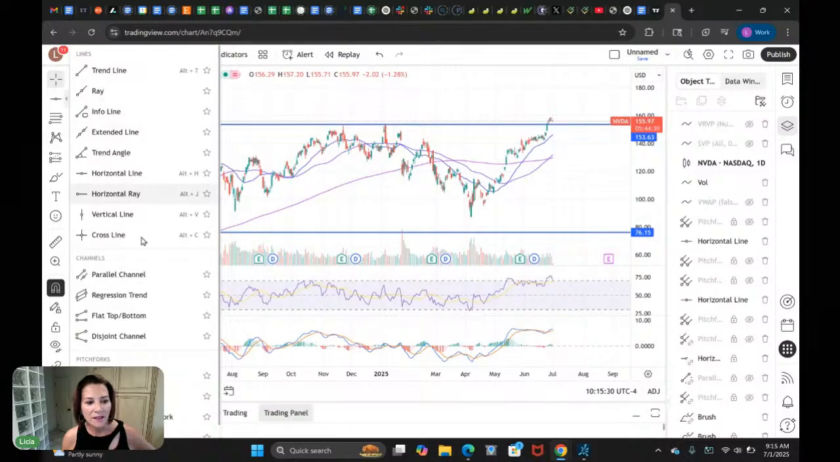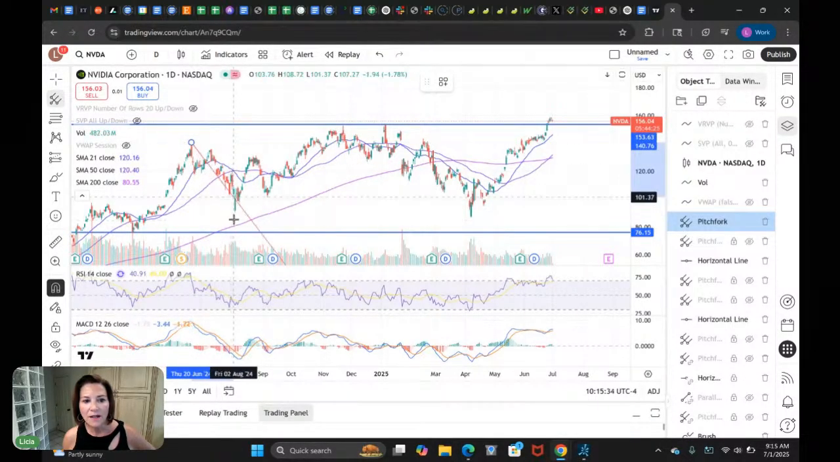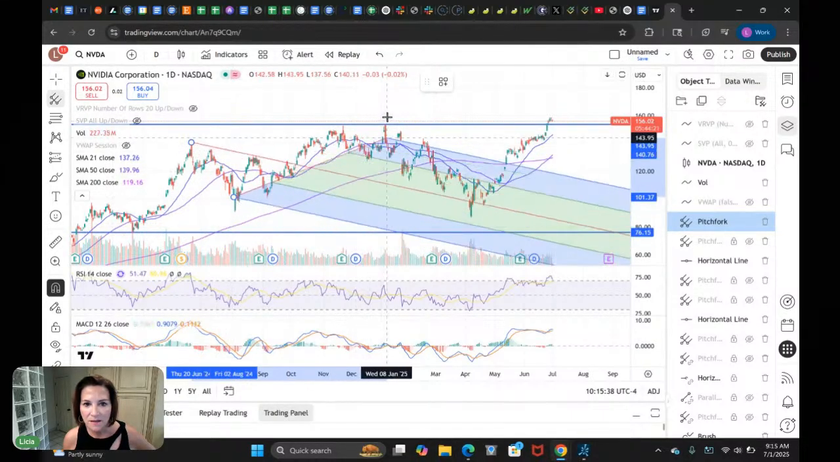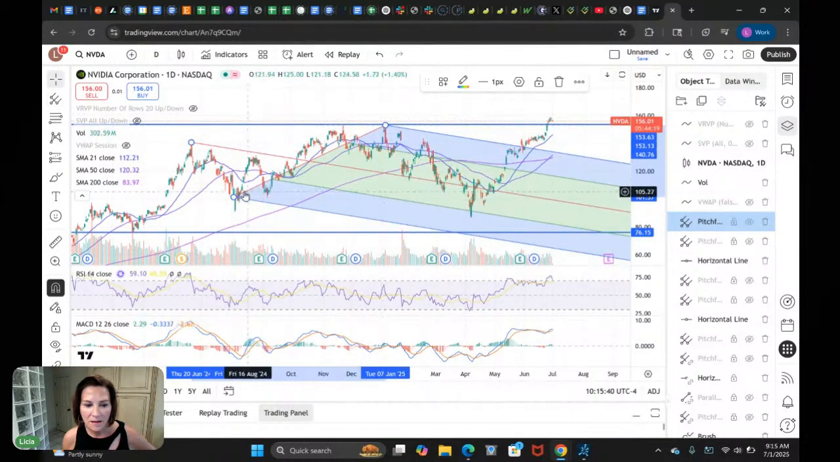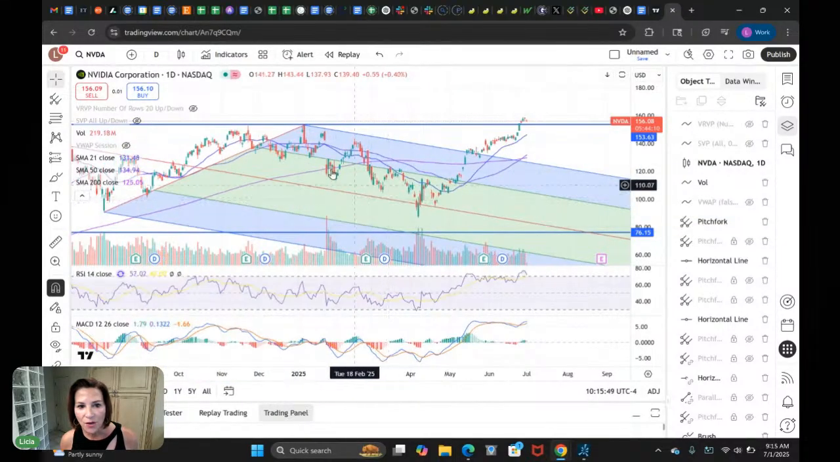You go over here on the left, grab pitchfork. I see a high, a low, and a high. That magnet helps you grab the actual high, low, high. So there you go. How valid is my pitchfork, right? Let's take a look. You have to take it from your third pivot point.